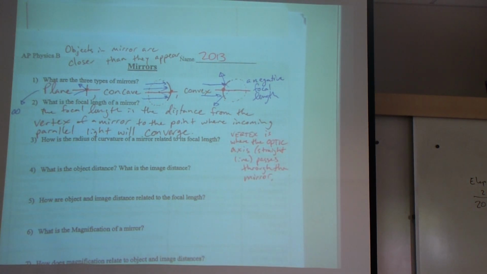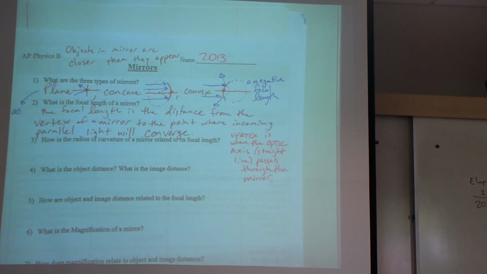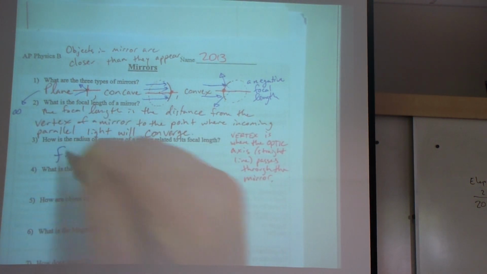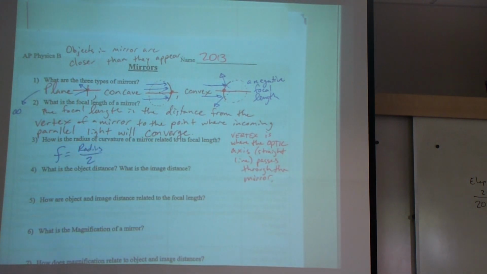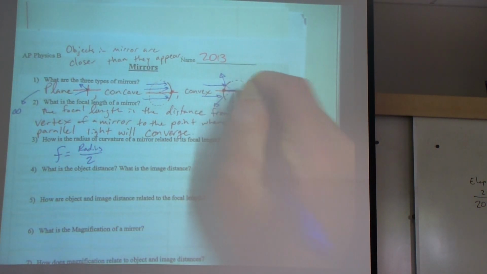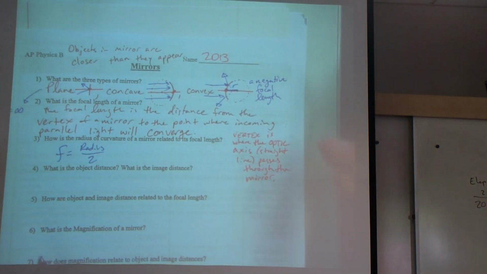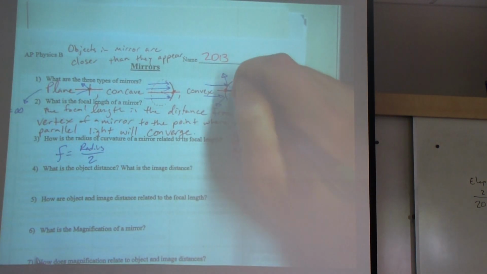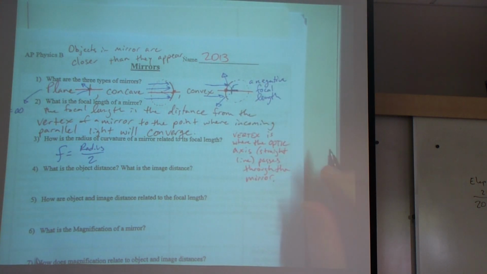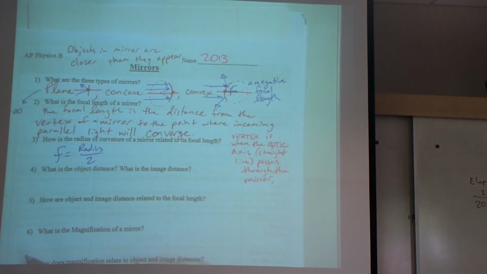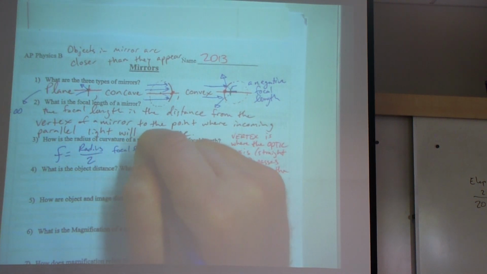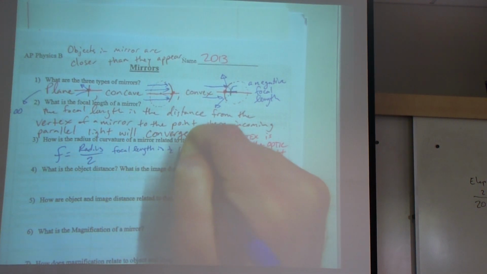How is the radius of curvature of a mirror related to its focal length? Basically with this equation. The focal length is equal to the radius divided by 2. So the radius of the mirror is just how curvy it is, right? So there's the radius. And the focal length would be exactly half that. Okay? That's what it says. The focal length, I'll write it in words. Focal length is half the radius.